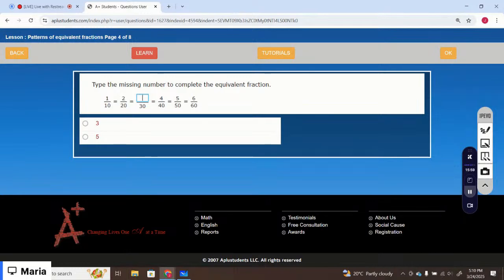Type the missing number to complete the equivalent fraction. That is 3 over 30. Option number 1 is the correct option.